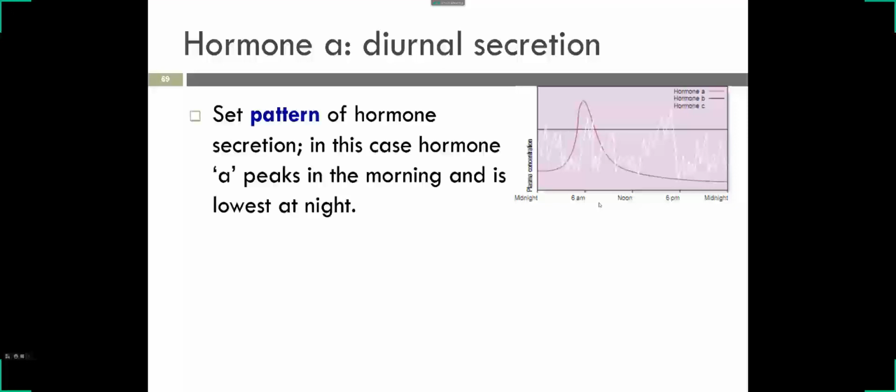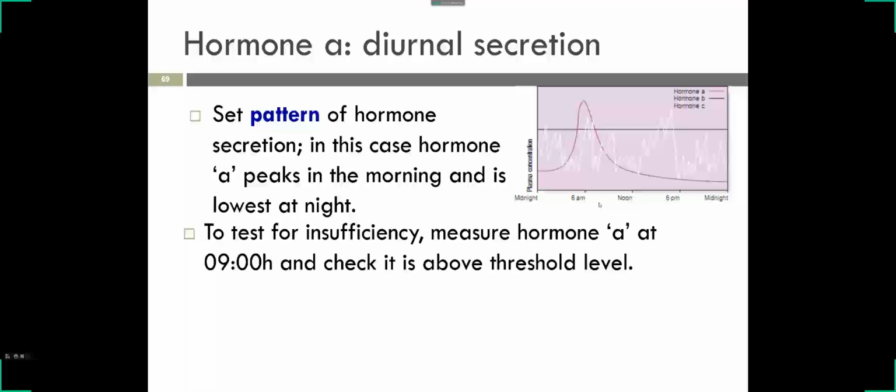What about the hormones that have this diurnal secretion pattern that we talked about? How do we measure those? What do we do for the patient? These hormones have a set pattern of hormone secretion. So they always have the same pattern during the day. And in this case, hormone A, this example, will peak in the morning and is lowest at night.